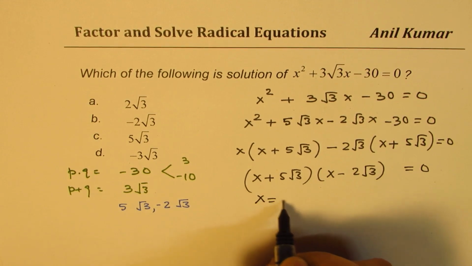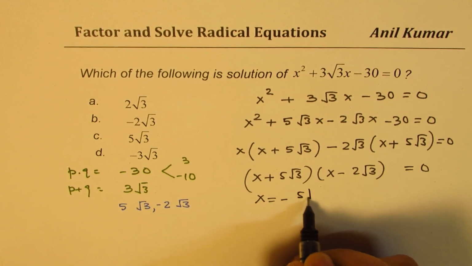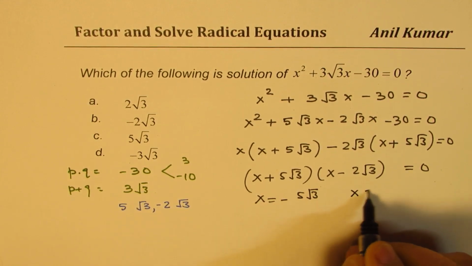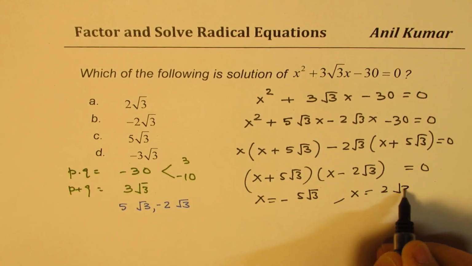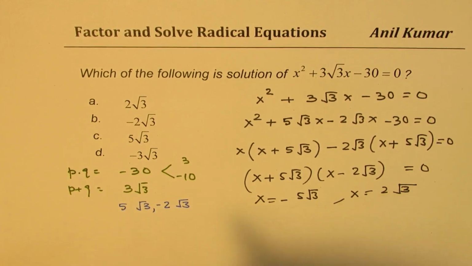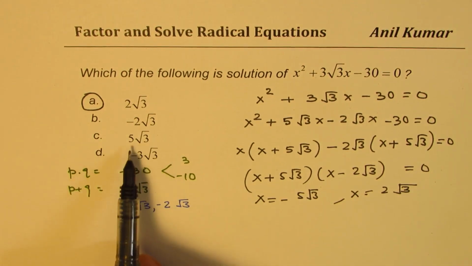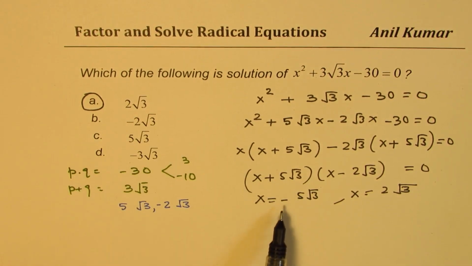So the two solutions are x equals to minus 5 square root 3, and the other one is x equals to 2 square root 3. Let's see which one is given to us. A is already given to us, 2 square root 3. This one is with positive sign, ours is with negative sign. So we get the correct solution from the choices given to us.